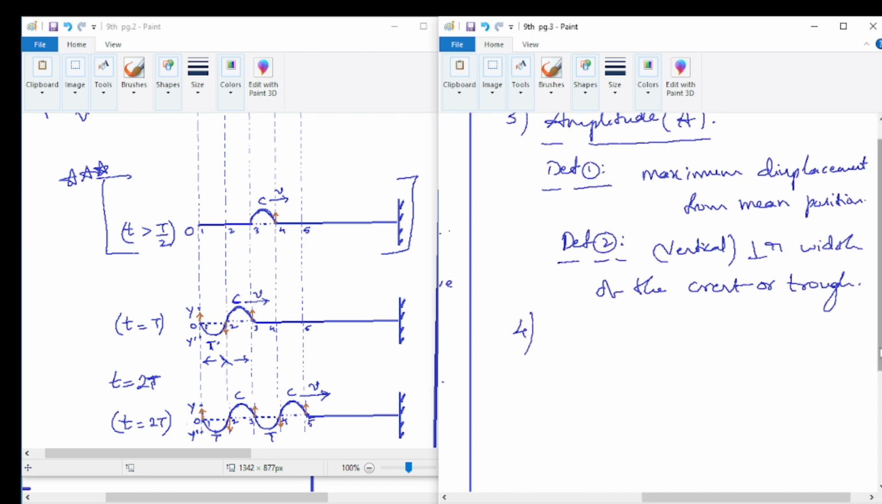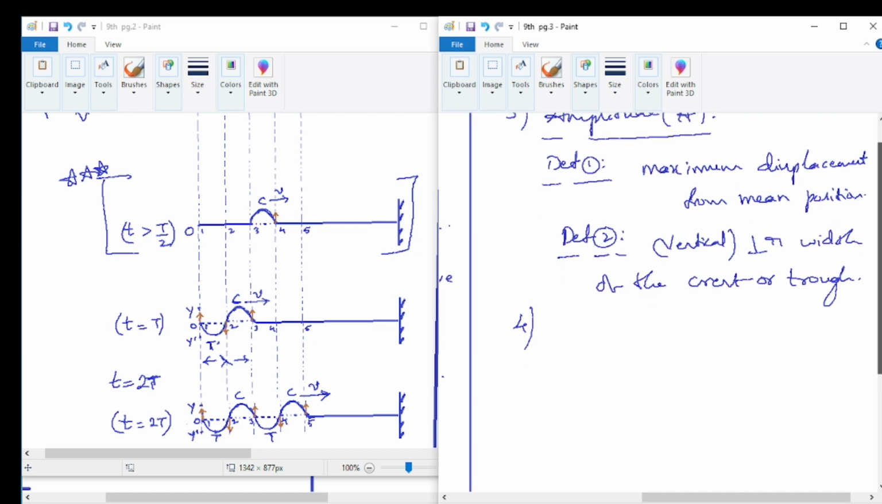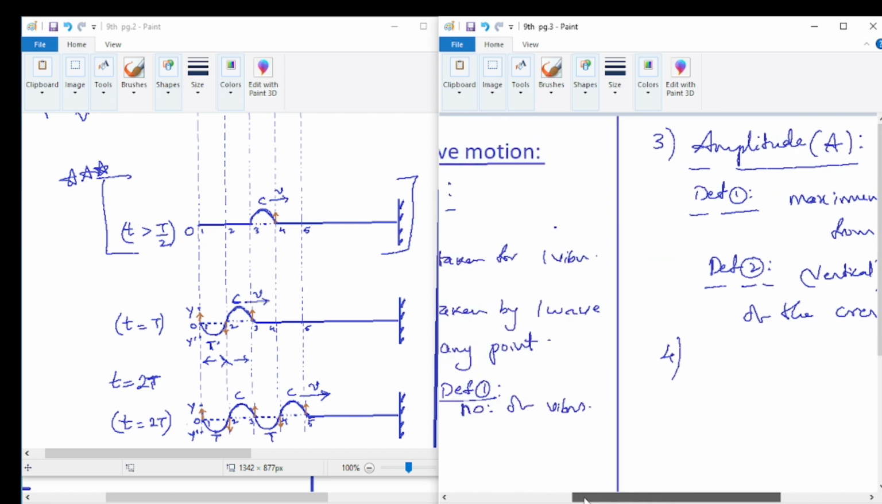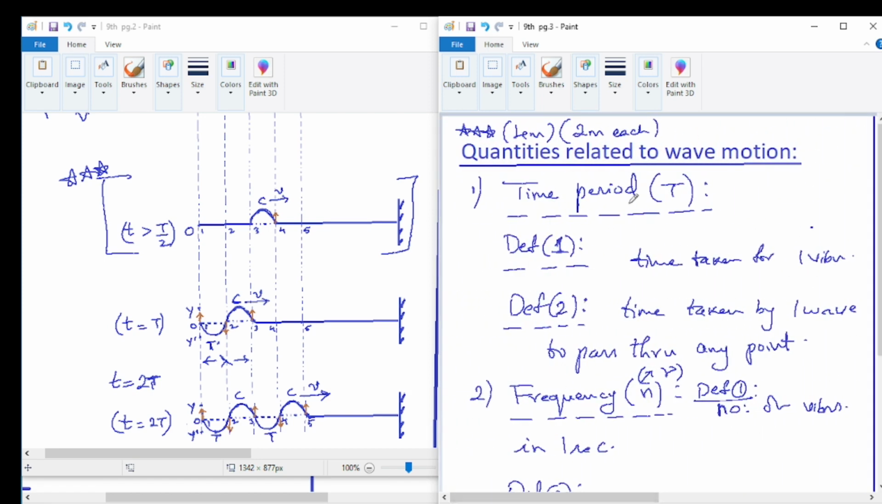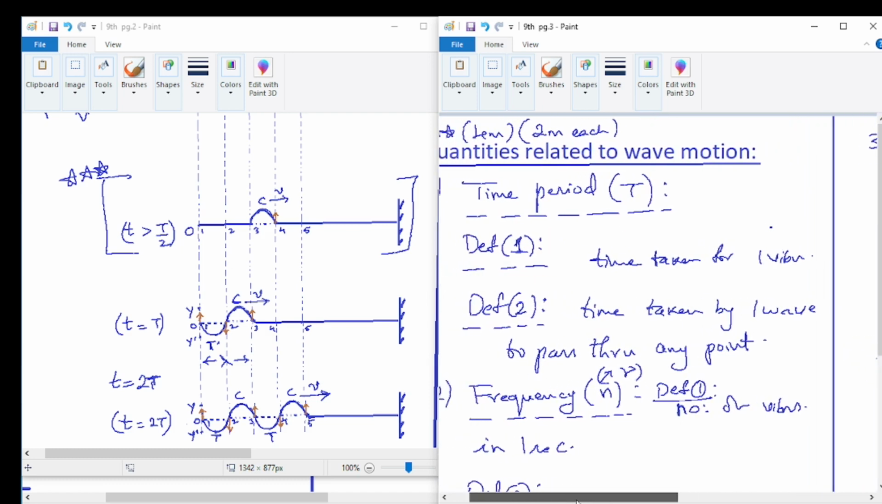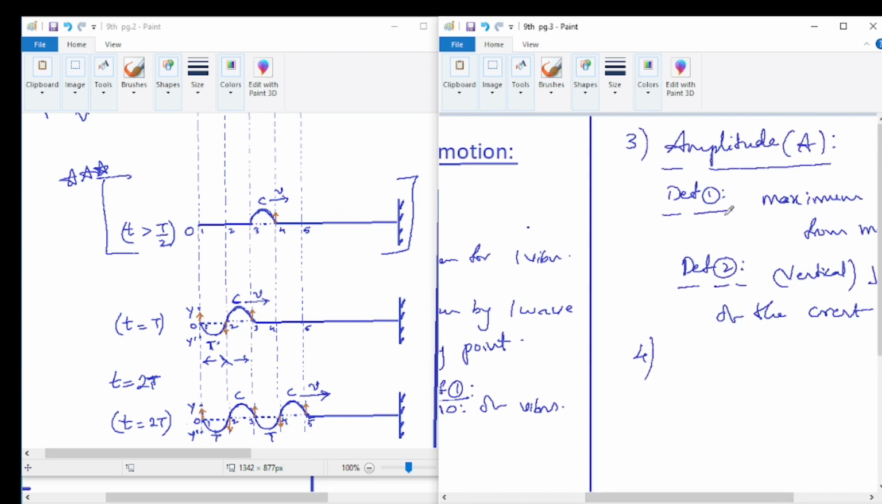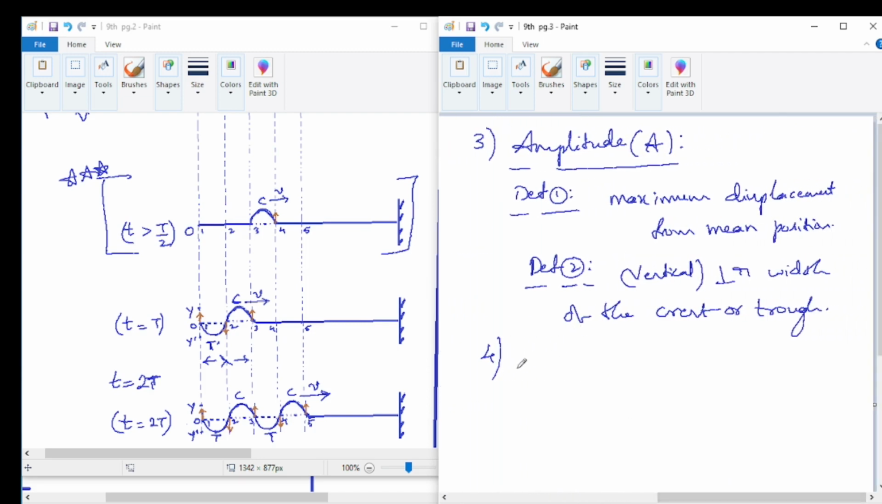Now the next definition. Just observe the previous definitions once. Firstly, we have seen the definition of time period. Just see here the definition of time period. Next we have seen the definition of frequency, and next we have seen the definition of amplitude.